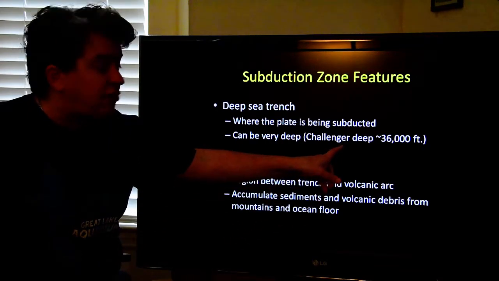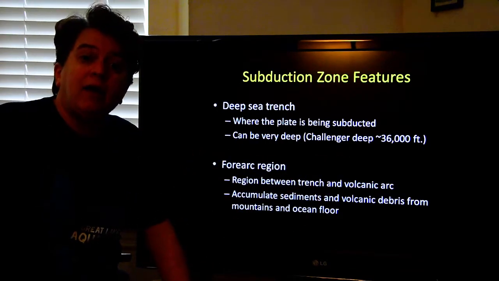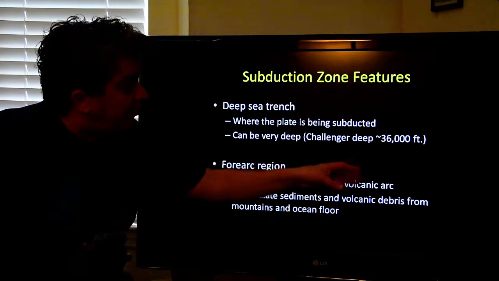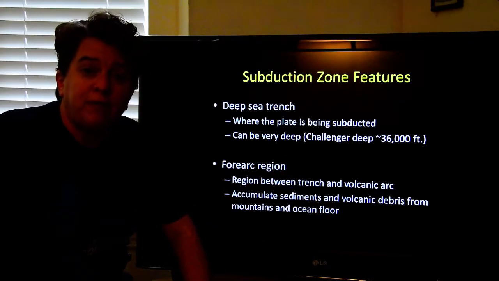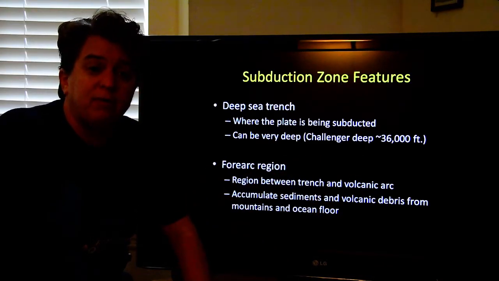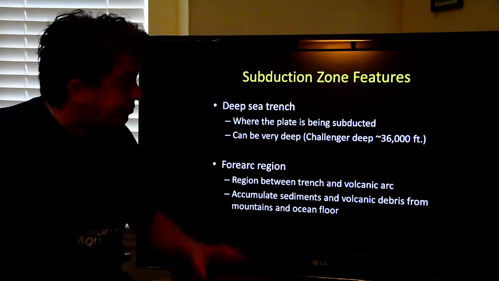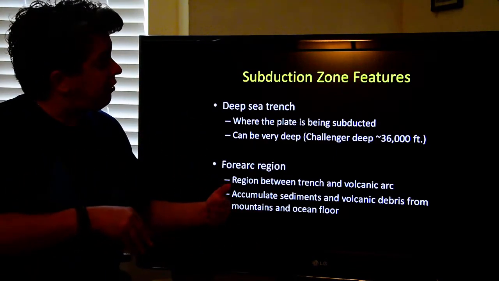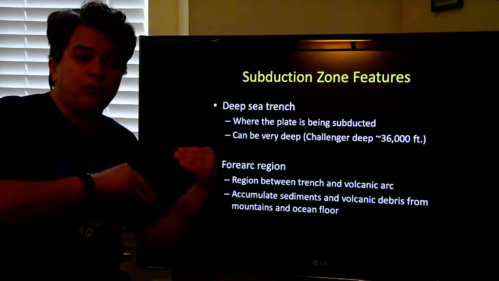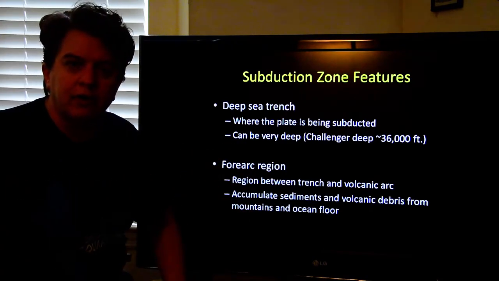And these are the deepest, absolute deepest parts of the world's oceans. For example, the Challenger Deep in the Marianas subduction zone is around 36,000 feet below sea level at its deepest point. We're going to talk more about that when we start talking about ocean basins a few lectures from now. But anyway, your subduction zone begins with this deep sea trench where that plate is sinking underneath the other one.